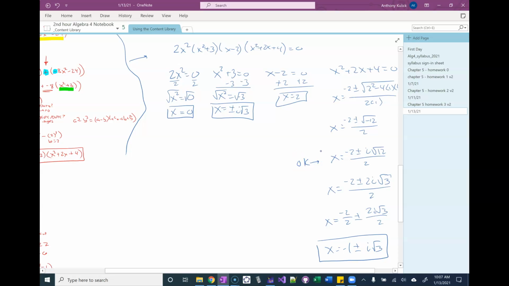Although on a test or quiz for this class, I would accept negative 2 plus or minus i square root 12 over 2. As long as you got the i on there, I probably would have been pretty happy with that, and you gave me an equivalent answer. But if you're taking an SAT or ACT or something like that, the one that I boxed at the end would be the one in the multiple choice.